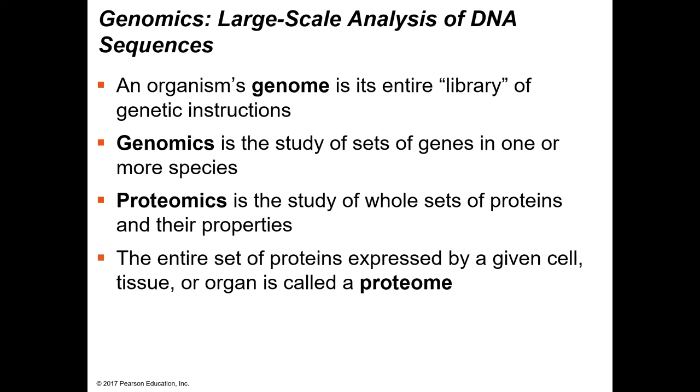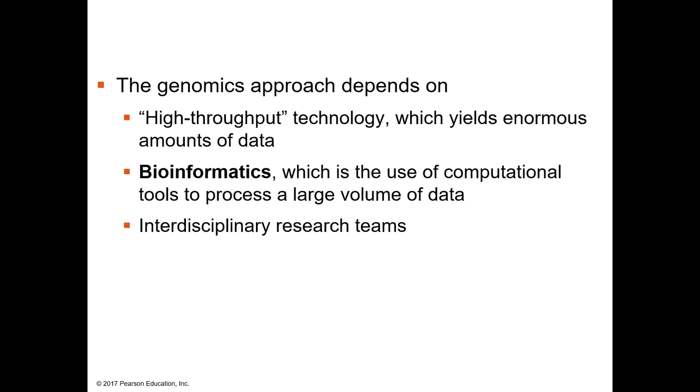Okay, an organism's genome is its entire library of genetic instructions. Genomics is the study of the sets of genes in one or more species. Proteomics is the study of whole sets of proteins and their properties. The entire set of proteins expressed by a given cell, tissue, or organ is called the proteome. The genomics approach depends on high-throughput technology, which yields enormous amounts of data. Bioinformatics, which is the use of computational tools to process a large volume of data, utilizes computers extensively.